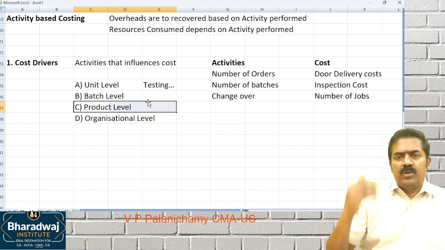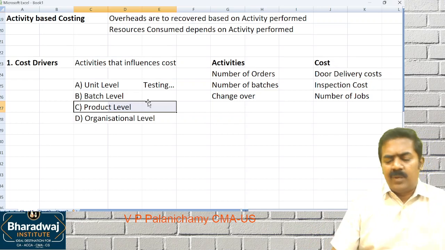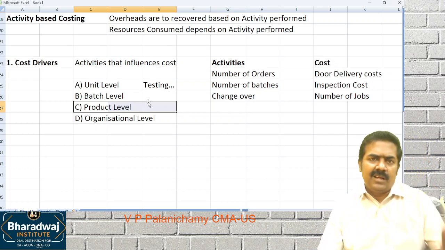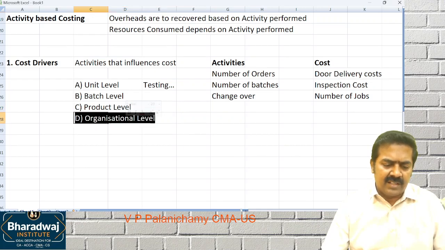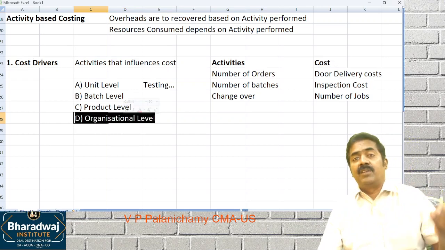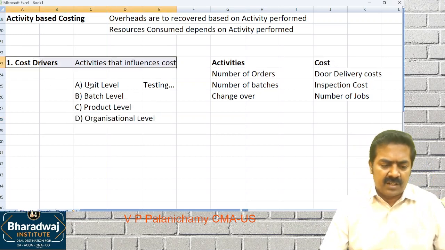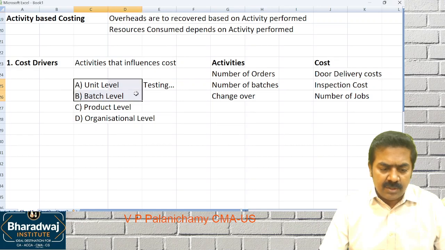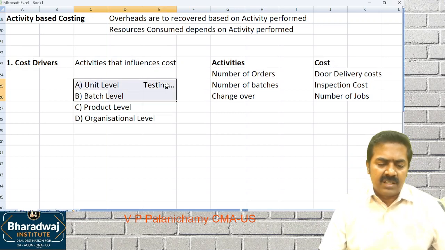Product level activity may be changing the design or going for variants. For example, you look at a bike, they have variant 1, 2, 3, 4, 5. Each variant will have its own external design, it will have its own technical specifications like that. Organizational level activities are performed like new product development, research and development like that. So identify the cost driver. Please remember, to the customer you can charge only this. Whatever is the activity performed for every unit, whatever is the activity performed for every batch, you can charge to the customer.